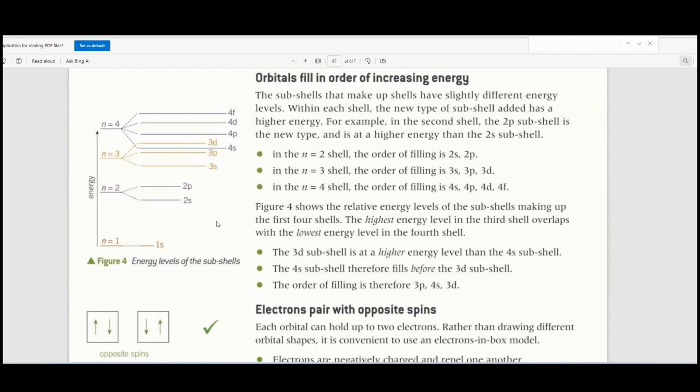So why didn't the scientists just call 4s 3D if it comes first? Why didn't they call it that? 4s should have just been called 3D.